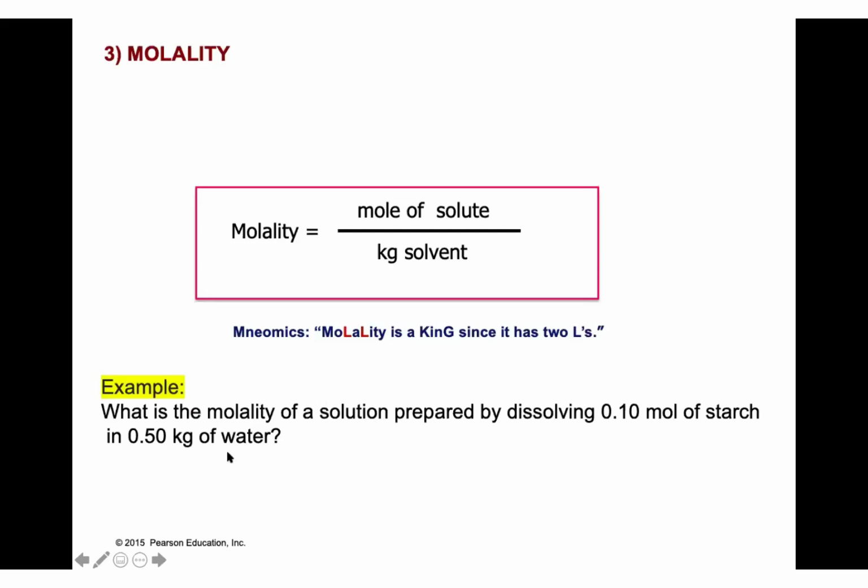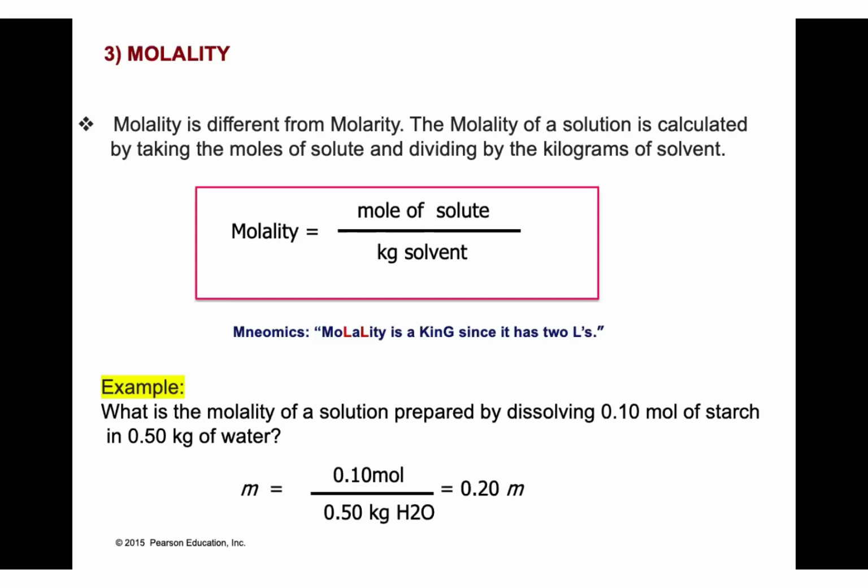How can we answer the questions of molality? What's the molality of a solution prepared by dissolving this many moles of starch in 0.50 kilogram of water? You see, there is water here, which is the solvent. Make sure that in molality, you should have kilogram of solvent in the denominator. So it's so much different from molarity, okay?